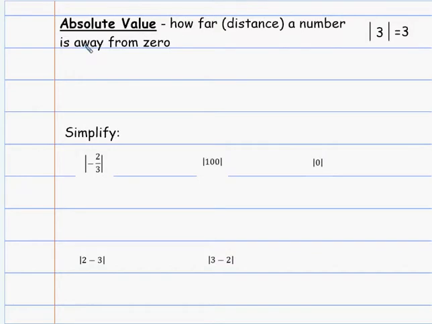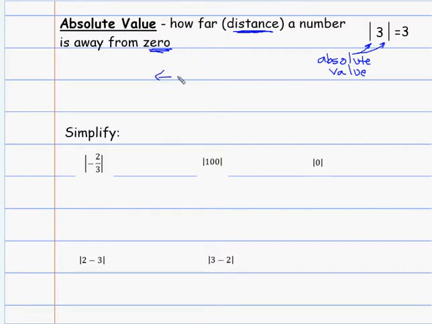Okay, so absolute value, we've just touched on it briefly. That is how far, or the distance, a number is away from 0. Here's an example. The absolute value of 3, that's what these bars mean. That's the symbol for absolute value. If you see the two vertical bars like that, it means how far away is whatever's inside from 0. So it's a distance.